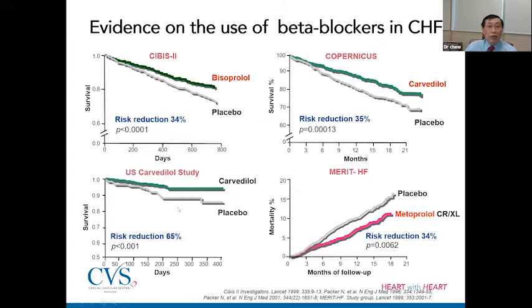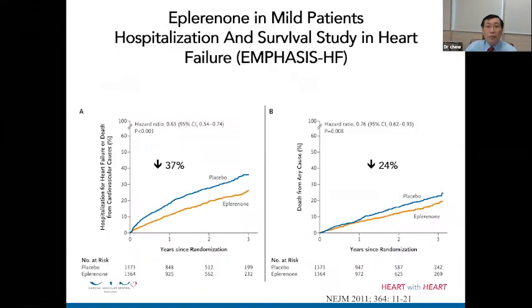And then we have had a number of studies using different beta blockers: bisoprolol, carvedilol, and metoprolol. And there was quite a similar reduction of all-cause mortality, about 34 to 35%, with the use of beta blockers in chronic heart failure with reduced ejection fraction. So this established the role of the second class of agents, beta blockers, in the treatment of heart failure.